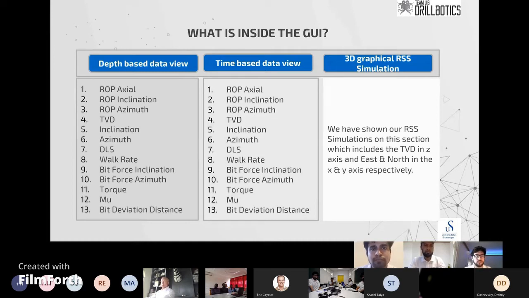As we can see here, the ROP axial, ROP inclination, ROP azimuth, TVD inclination, and all the other parameters are shown in this slide. For the 3D graphical RTSA simulation, we have used the TVD on our z-axis, and the east and the north on the x and y axes respectively.